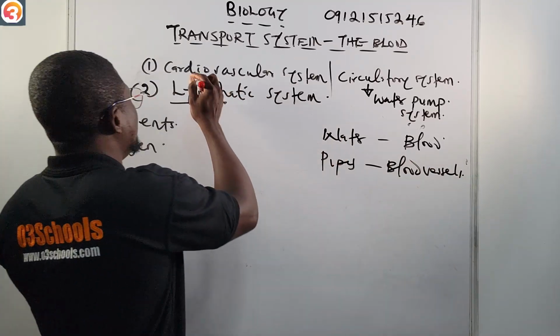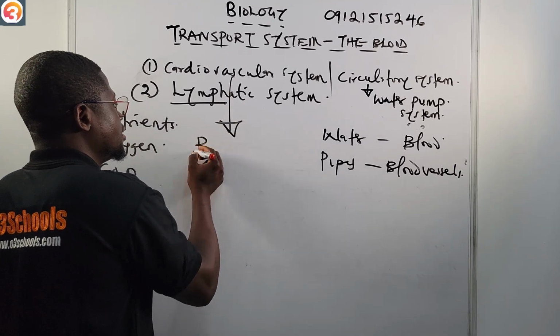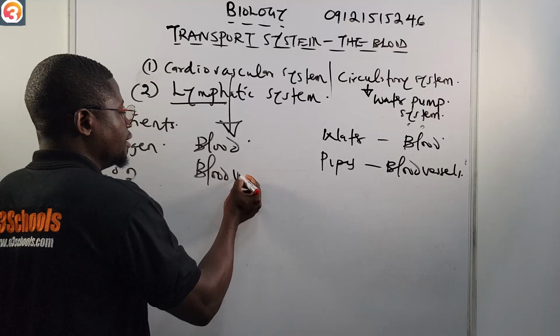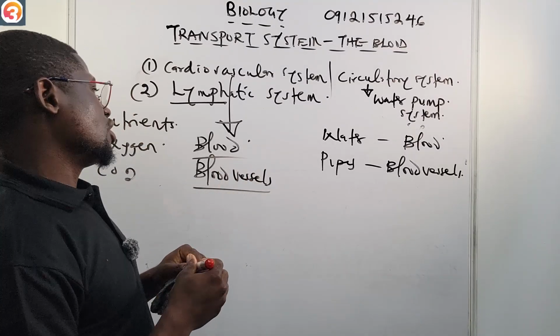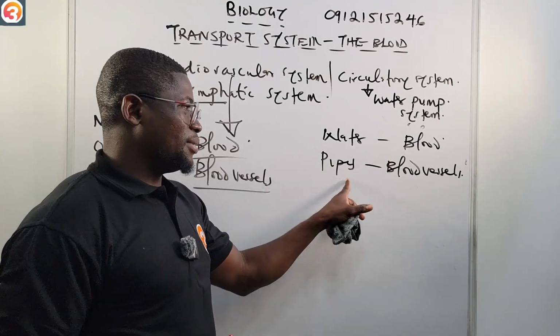This cardiovascular system is in two parts. We're going to look at the blood first, then we're going to look at the blood vessels. For this class, we're looking at the blood. We're not going to talk about the blood vessels that much. We have the water, which is the blood. We have the pipes, which are the blood vessels.